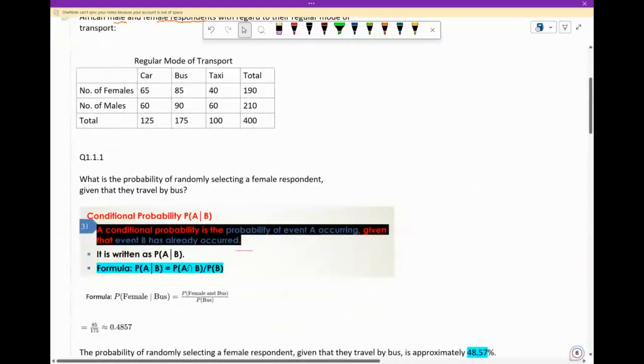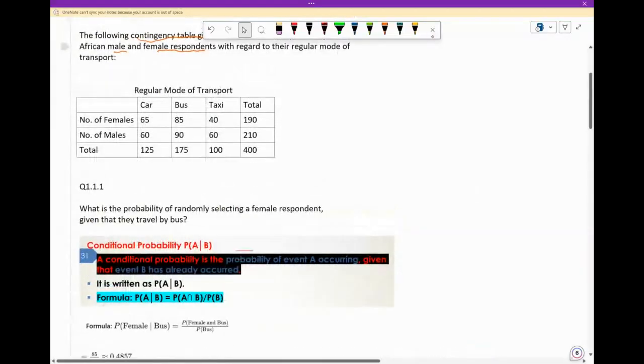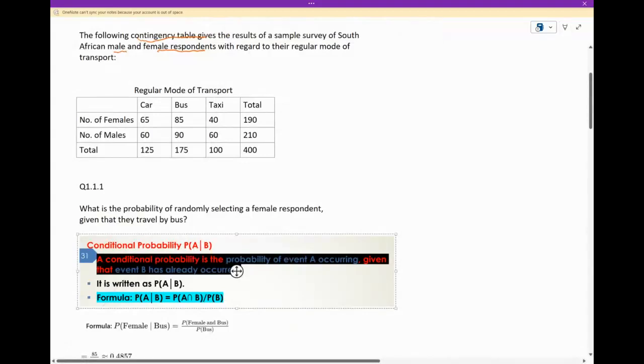Right. So the first question they ask, there we have our contingency table. And they're saying, what is the probability of a randomly selected female respondent given that they travel by bus? Can you see, this is a conditional probability because we want a female respondent, but we also want it to be given that they travel by bus. There's a condition that must be met. We don't just want a female. We also want that female to travel by bus.